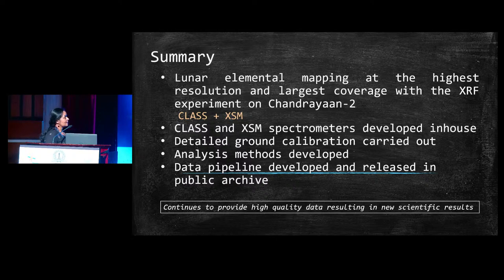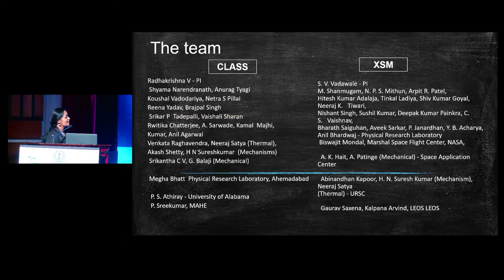So in summary, lunar elemental mapping at the highest resolution, largest coverage with the XRF experiment, which is both CLASS and XSM combined. These spectrometers were developed in-house: XSM at PRL and CLASS at URSC, ISRO. There's a detailed, very rigorous ground calibration carried out, response matrices derived, analysis methods developed, and the data pipeline developed and released in the public archive. So we continue to provide high quality data resulting in scientific results.